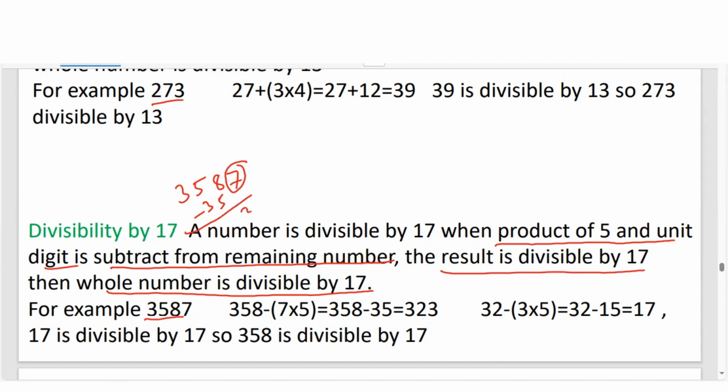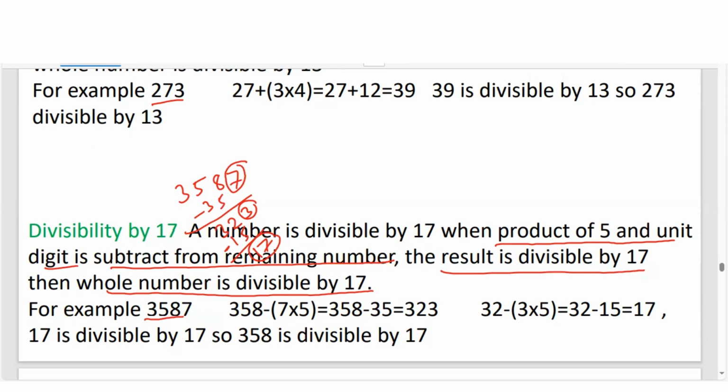So 8 minus 5, 3. 5 minus 3, 2. We are getting 3, 2, 3. Again, you can do the same thing. This is the unit number 3. So multiply this 3 by 5, so you will get 15. And what we are doing? Subtracting this 15 from here. So 12 minus 5, 7, and here 1. What we are getting? 17.